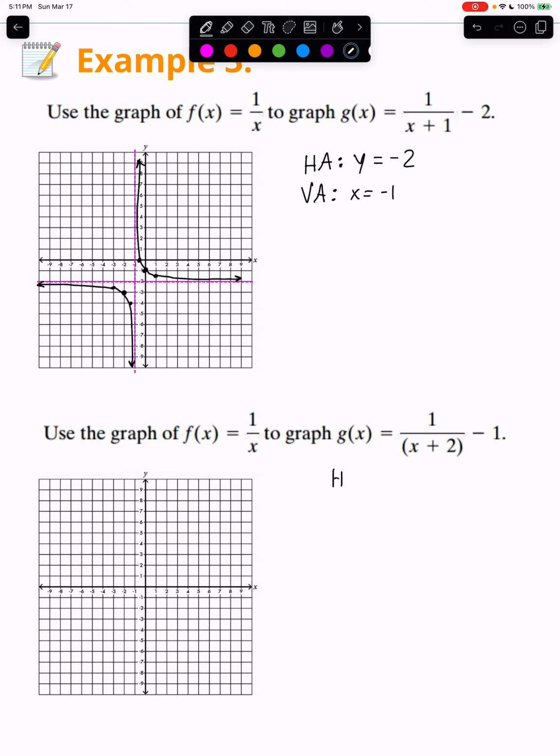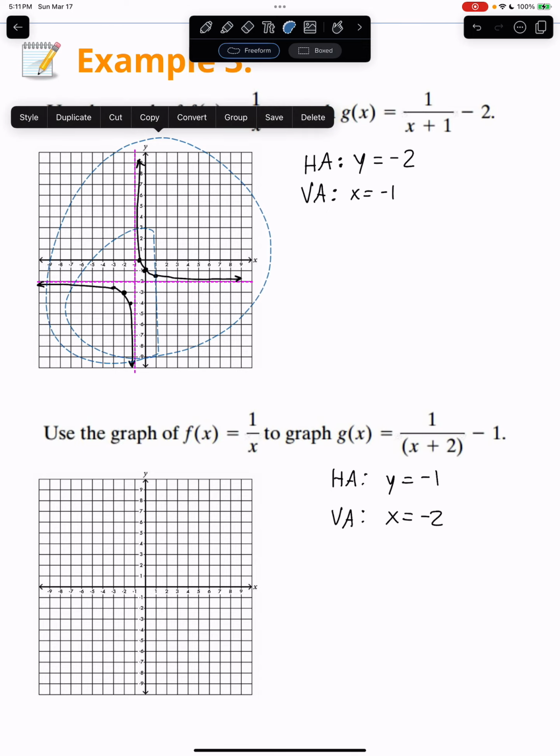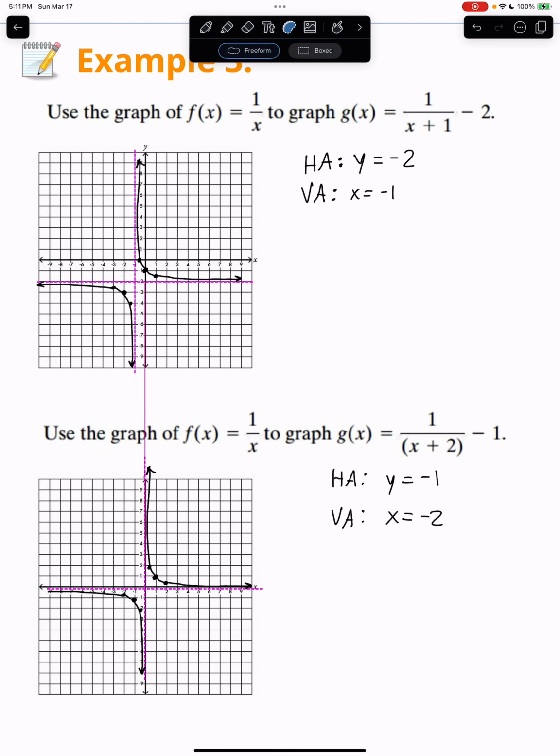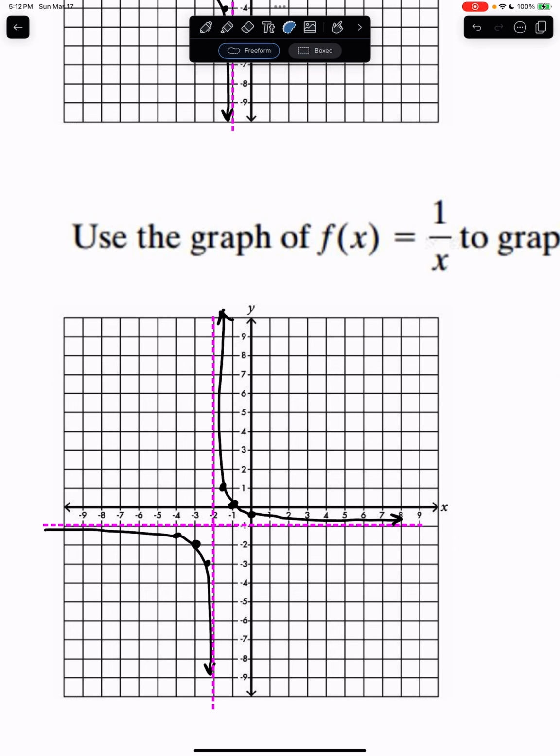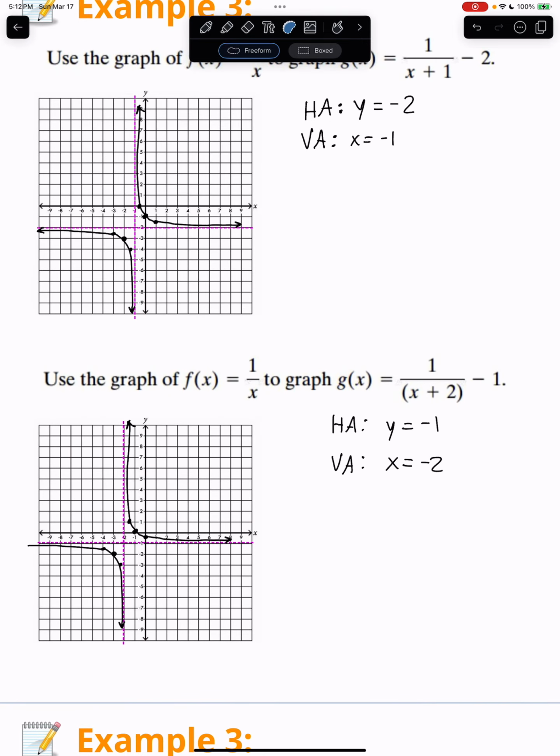Alright, you ready, people? Horizontal asymptote, vertical asymptote. Let's see. So you should have x is equal to -2, y is equal to -1. Your asymptotes, let me copy my graph over here. It should be at y is equal to -1 and x is equal to -2. So there we go. And I got to move my asymptote down a little bit because that's too far up. Like that. So there's how my graph should look.